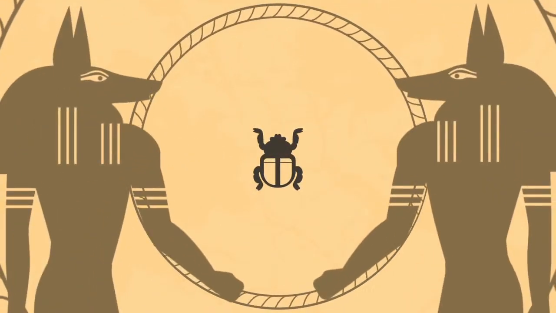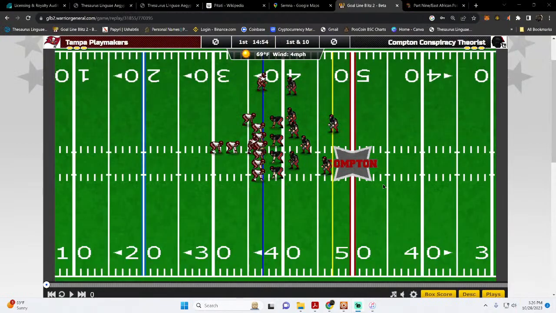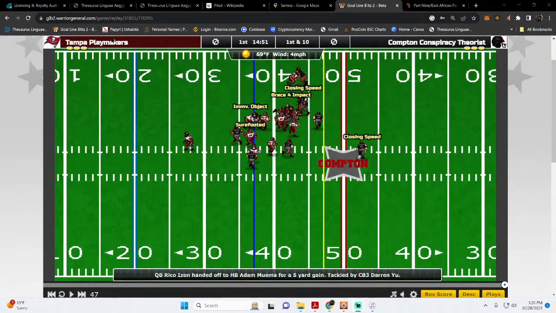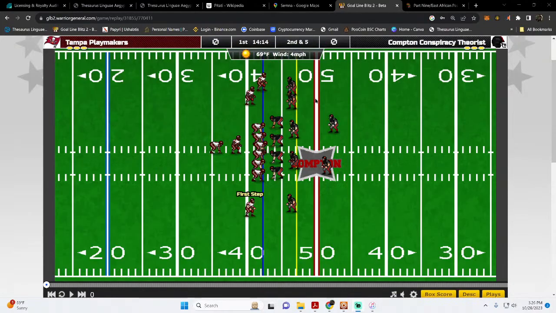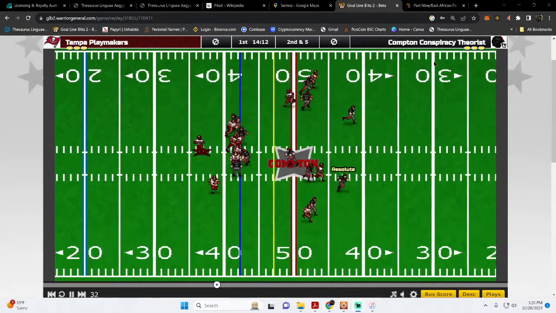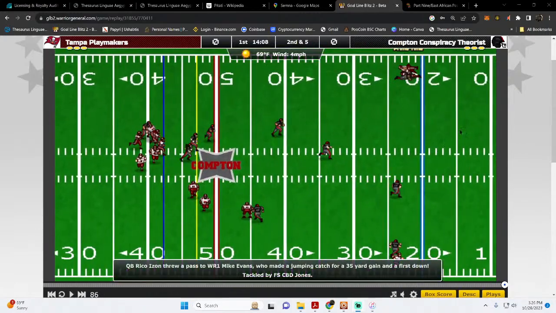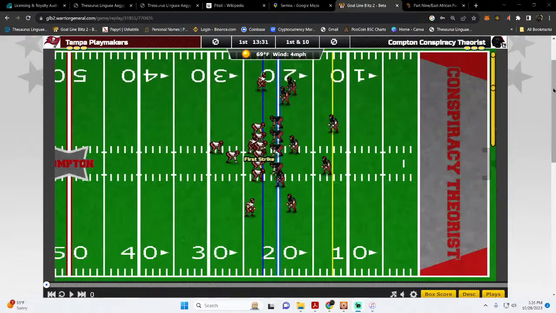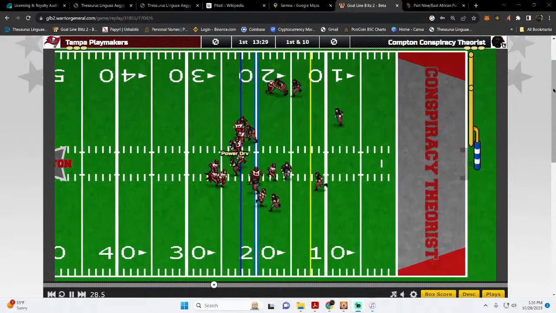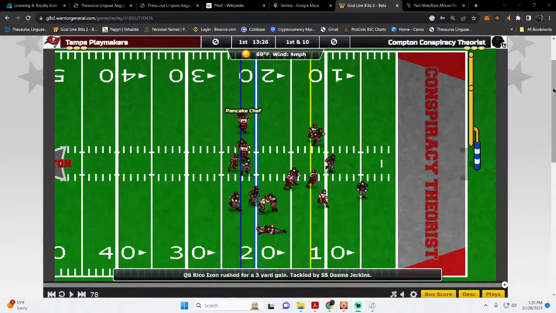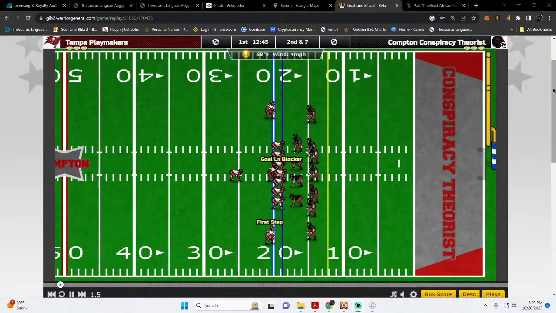But I think he's simulating my team, because the offense I got in here, he's on offense right now. Brother Ray, who be in the chat, he got the Tampa Playmakers, and I got the Compton Conspiracy Theorists. Look, he going deep on us. That's not going to work. Oh, he caught that. Oh, man. His quarterback rolling out. Now I'm about to turn off the stream and go watch this, because it's a good way for me to release again.